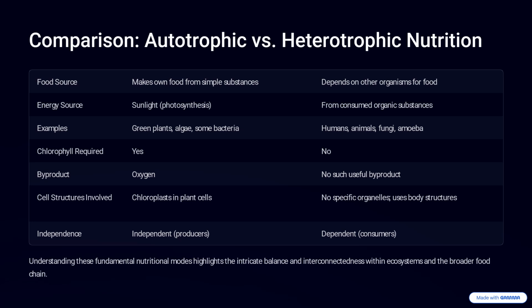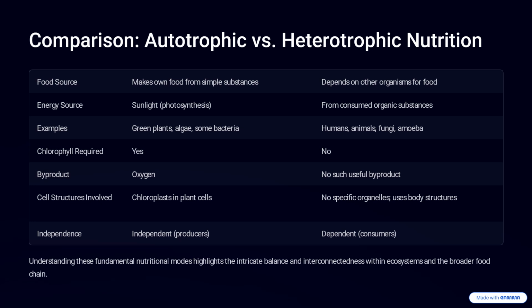The first one is food source. Autotrophs make their own food, and heterotrophs depend on others. What is the energy source for autotrophic? Sunlight. What is the energy source for heterotrophic? They consume organic substances. Examples: green plants, algae, bacteria; humans, animals, fungi, and amoeba. For plants, chlorophyll is required. For animals, no chlorophyll. What is the byproduct here? Oxygen. There is no byproduct for heterotrophs.